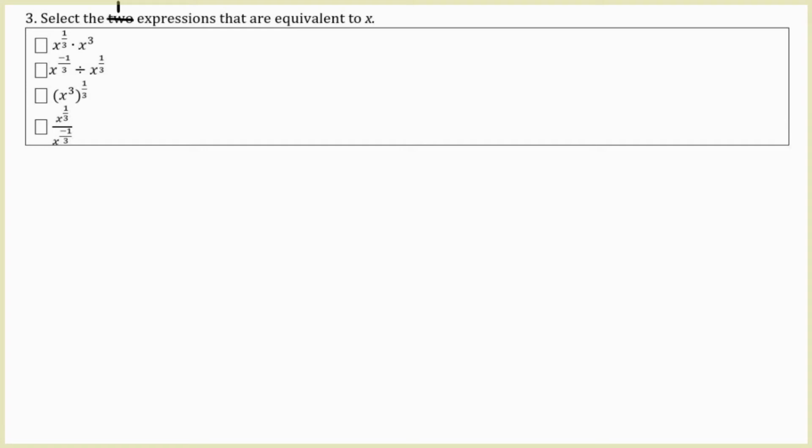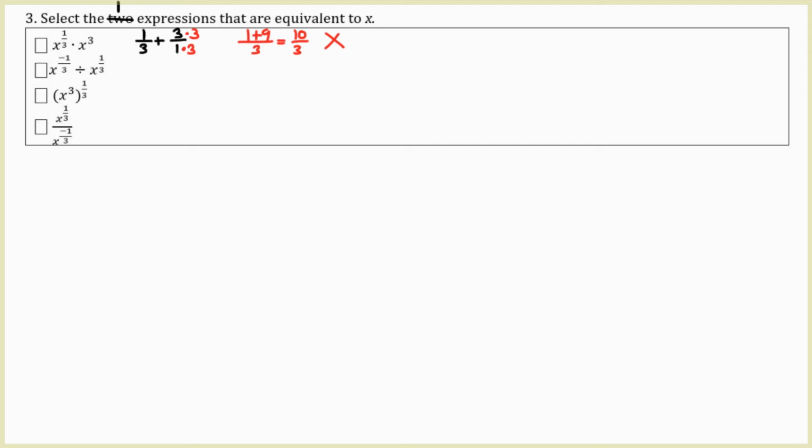So x to the 1/3 times x cubed. We're going to add our exponents. So 1/3 plus 3, which we can put over 1. We need common denominators of 3, so we need to times this guy by 3. So we end up with 1 plus 9 over 3, which is 10/3. Does that give me x to the 1 power? No, that gives me x to the 10/3. Okay, so this one's a no.